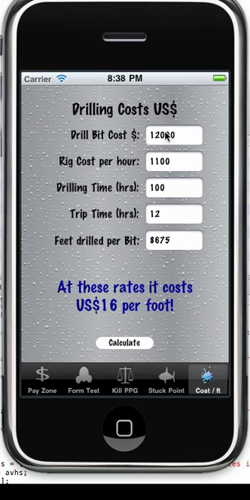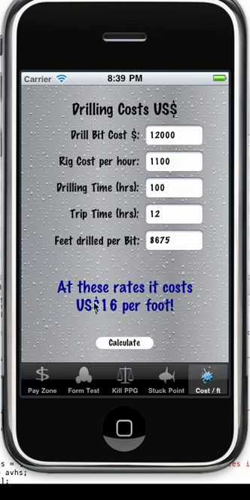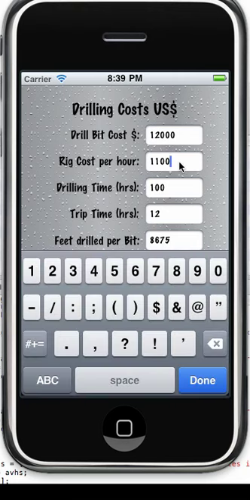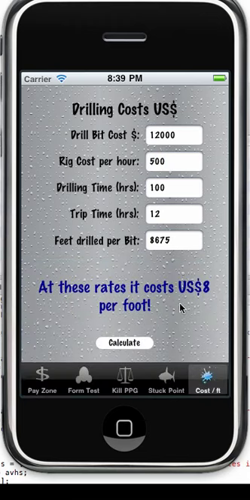Drill bit cost $12,000. Rig cost $1,100. Drilling time 100 hours. Trip time of 12, and we drilled 8,675 feet. So, given those rates, it costs $16 per foot. Let me just change this up a little bit here. $8 per foot.